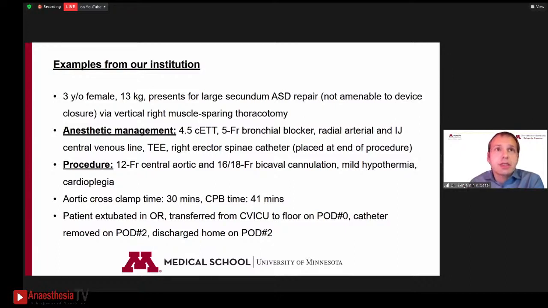Cardioplegia was administered. The cross-clamp time was about 30 minutes. The cardiopulmonary bypass time was 41 minutes. The patient was extubated in the operating room and transferred to the CV, the cardiovascular intensive care unit. The procedure was performed in the morning, and the patient was transferred to the regular floor on post-op day 0. The erector spinae catheters were removed on post-op day 2, and the patient was discharged on post-op day 2.